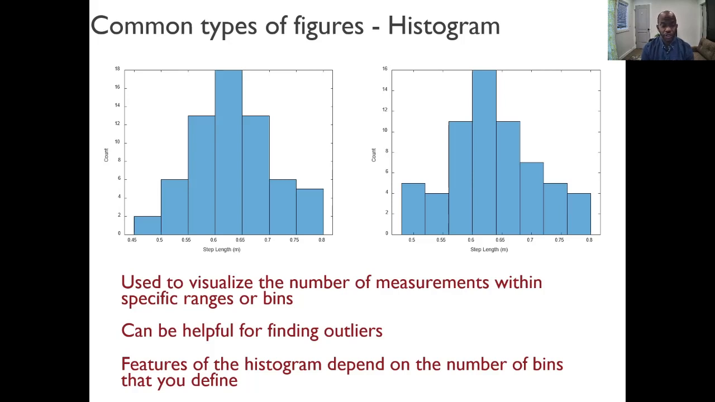As I said earlier, this is a good way to find outliers or to visually check to see if certain data are normally distributed. One thing to keep in mind when creating histograms is that there's not just a single histogram for a given data set, but the nature and shape of that histogram will depend on the number of bins that you define and the range of data that you use, or the range that you use to define your bins as well.